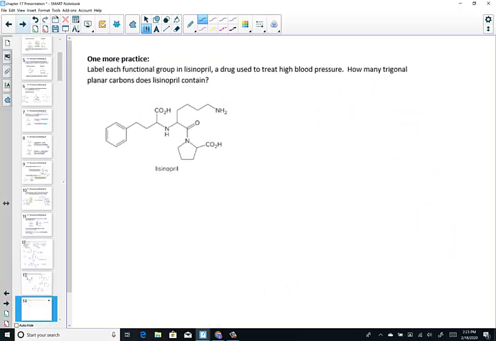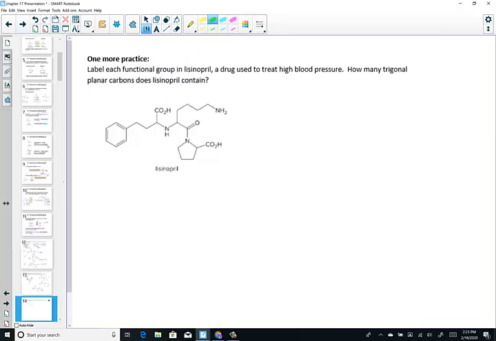Let's label each functional group in lisinopril, a drug that's used to treat high blood pressure. How many trigonal planar carbons does lisinopril contain? Give yourself think time. I'm encouraging you to pause the video, think this through, and then come back to me. Okay, well, let's take a peek at what we find.